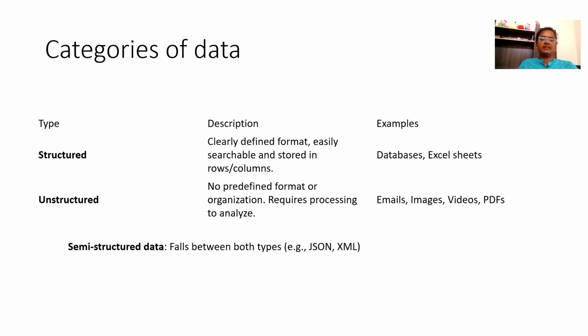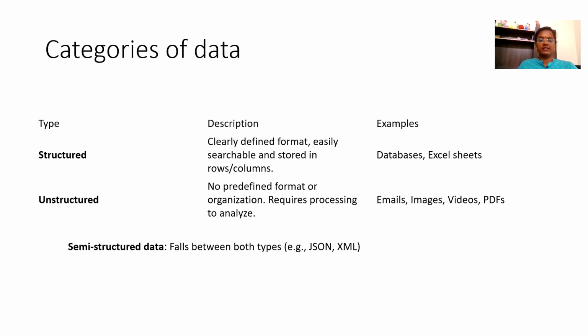And what are the major categories of data available? Structured data and unstructured data. Structured data is clearly defined, easily searchable, and stored in a row and column format. The examples are databases, Excel sheets, etc. In unstructured data, there is no predefined format, and it is unorganized data. It requires processing to analyze. Examples: emails, images, videos, PDFs, etc.